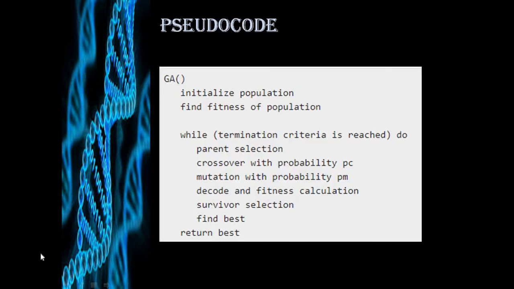Here is a pseudocode which represents the genetic algorithm. As we have said, it first initializes the population and finds the fitness evaluation, and while termination criteria is not reached, do parent selection, crossover with probability PC, mutation with probability PM, decode and fitness calculation, survivor selection, and find the best result.